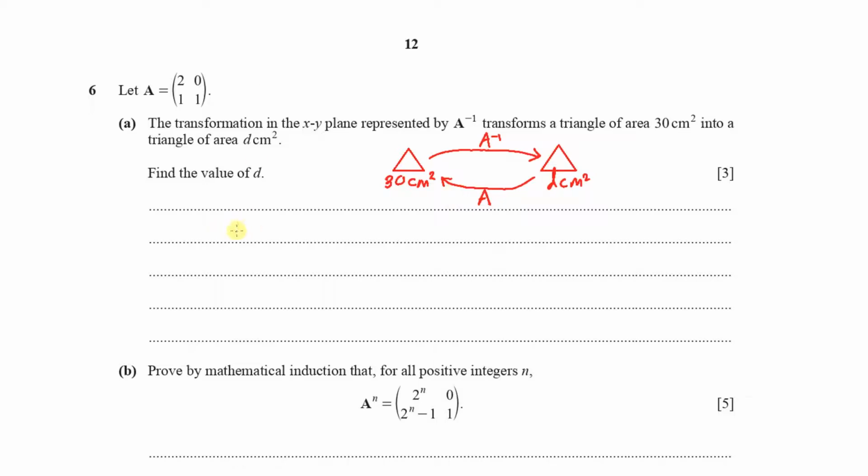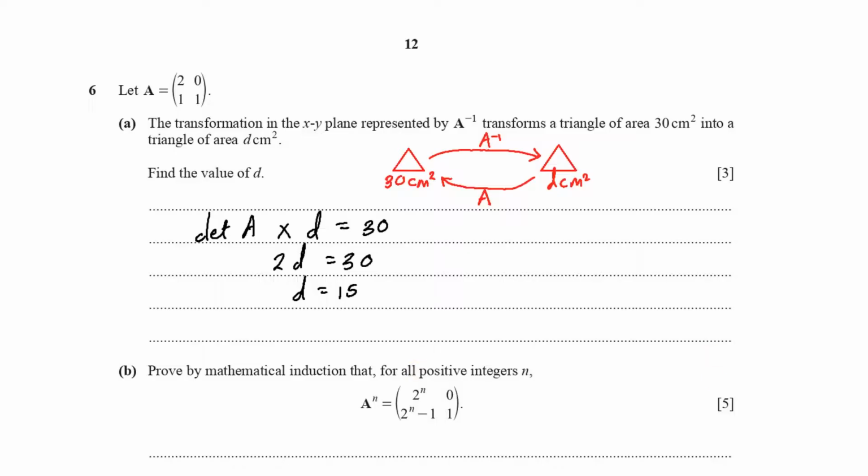So that means that I'll be saying the determinant of A multiplied by D should give us 30. And the determinant of A is 2 times 1 minus 1 times 0. So that's 2. So we have 2D is equal to 30. And dividing both sides by 2, we get D coming out as 15.